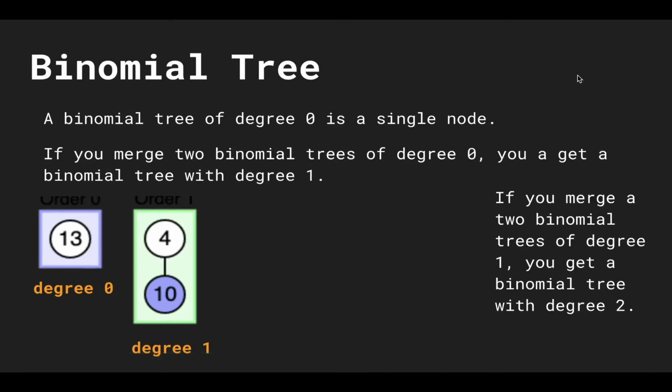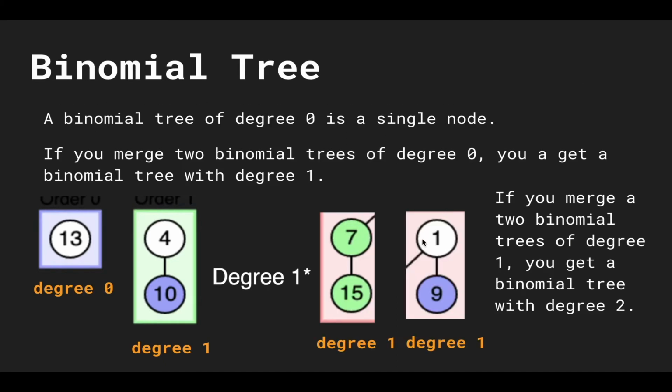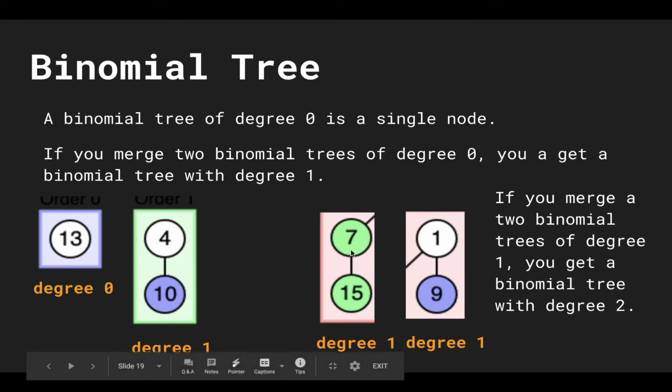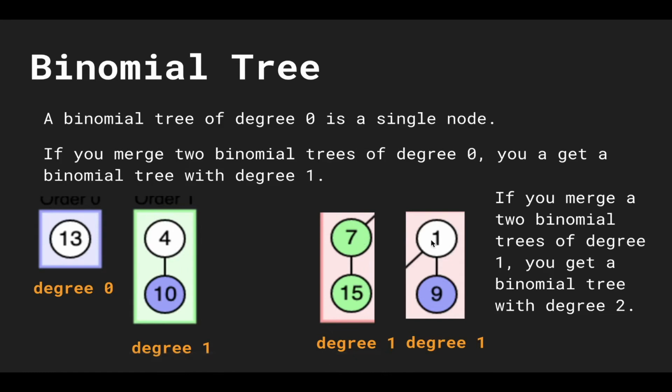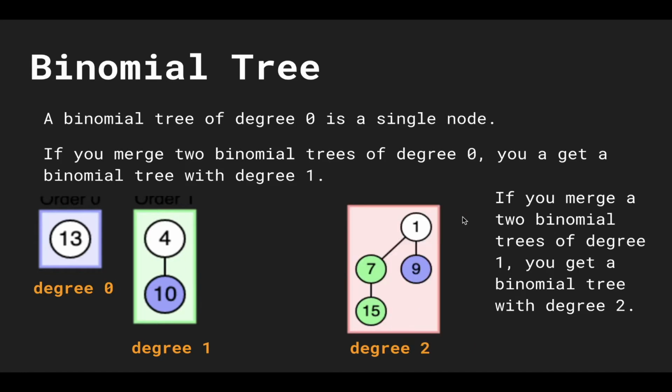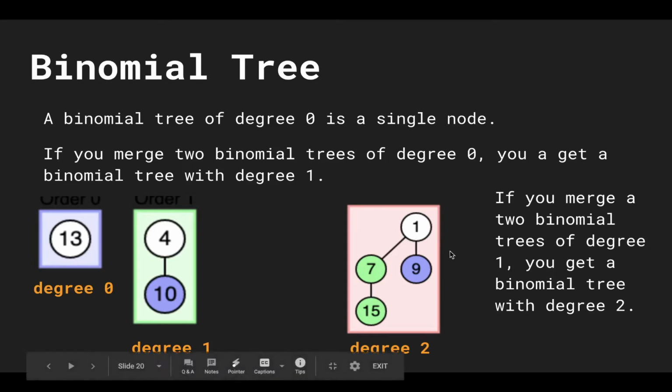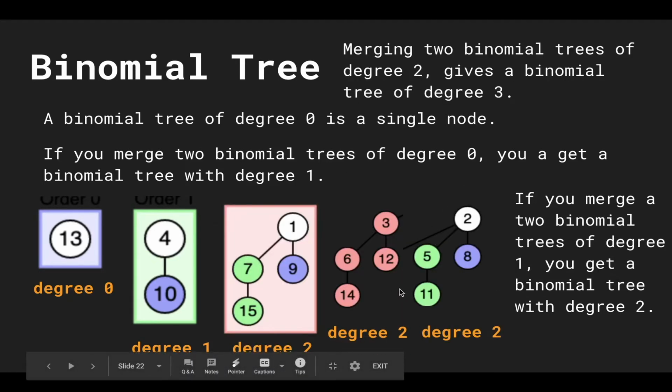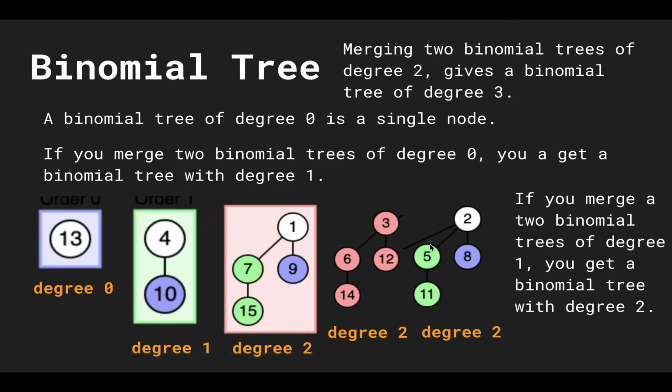If we merge two binomial trees of degree 1, then we get, as you guessed it, a binomial tree of degree 2. Here we have two binomial trees of degree 1. Ignore these black edges going outside of the picture for now. And we have 1, 9, degree 1, 7, 15. So 7 is one root and 1 is another root. Let's make 1 the parent, and let's put 7 as a child of 1. So we merge them, we make 7 the child of 1, and this is a binomial tree of degree 2. Here we have two binomial trees of degree 2, and let's merge them by making 3 one of the children of 2.